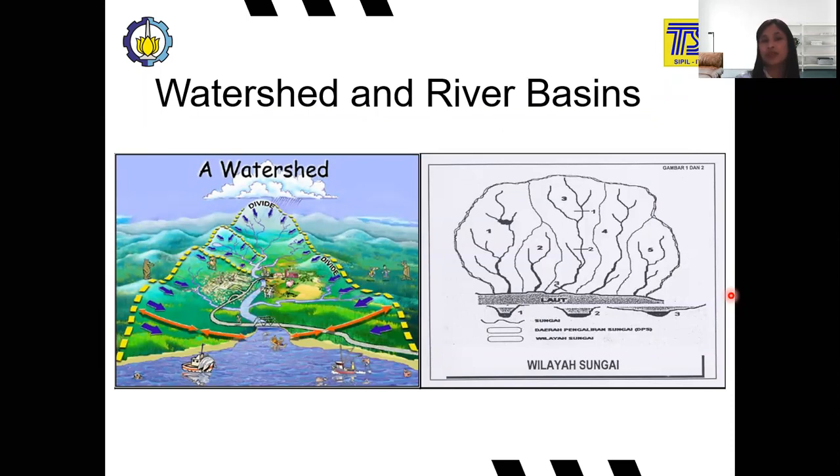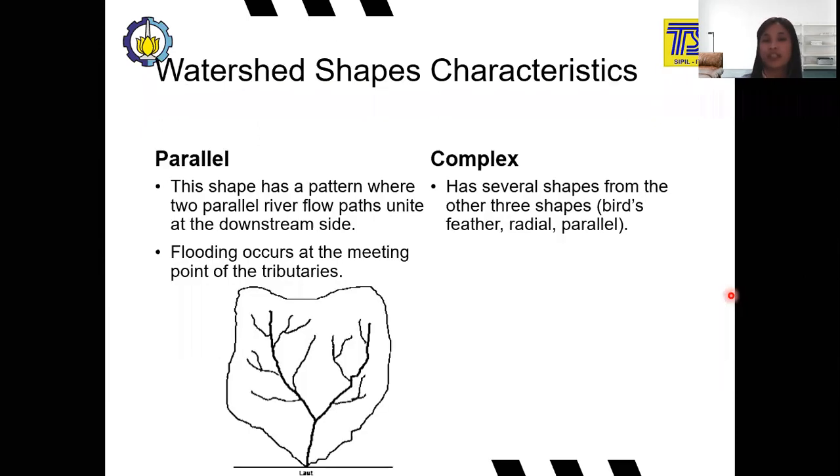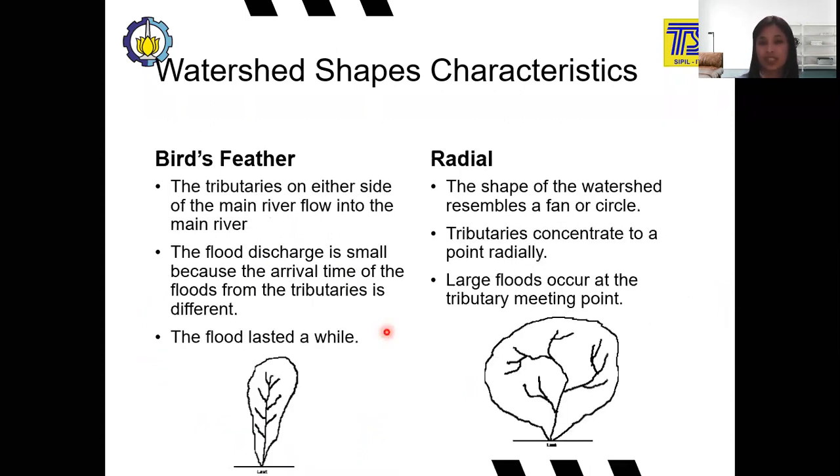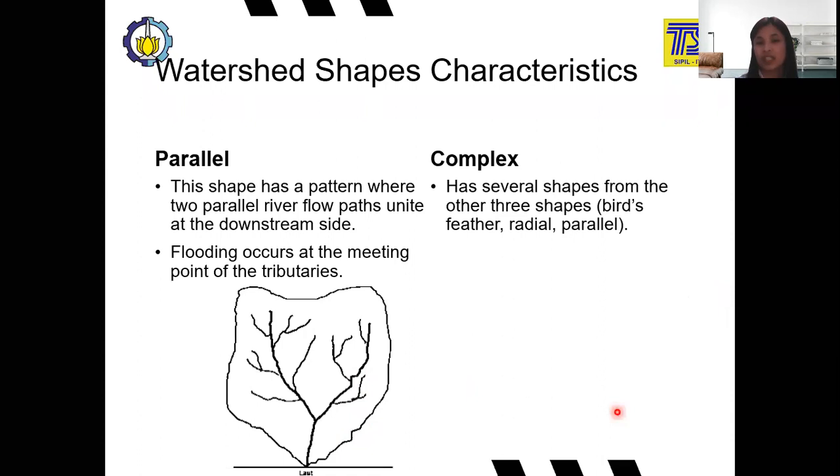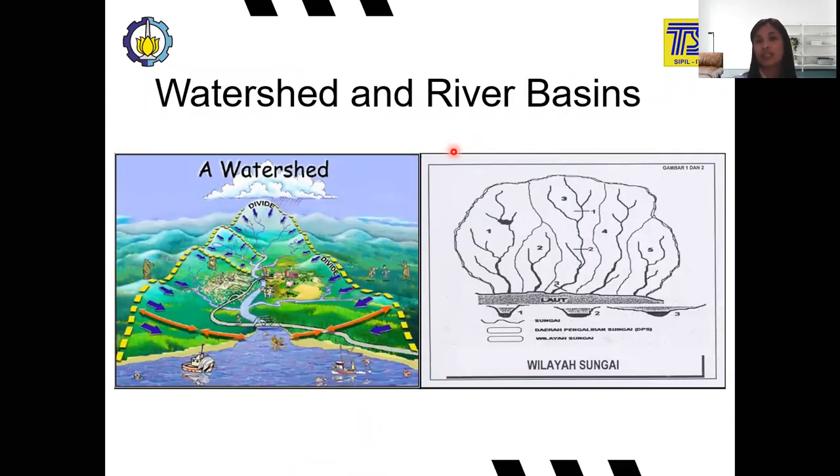And what are the differences between watershed and river basins? So we've done talking about the watershed. Here we have one watershed consisting of two tributaries. Here we also have one watershed. And what is the difference between watershed and river basin? A watershed is a single watershed, but a river basin consists of a lot of watersheds. So if there are a lot of watersheds in one river, like one big river, it's called a river basin.